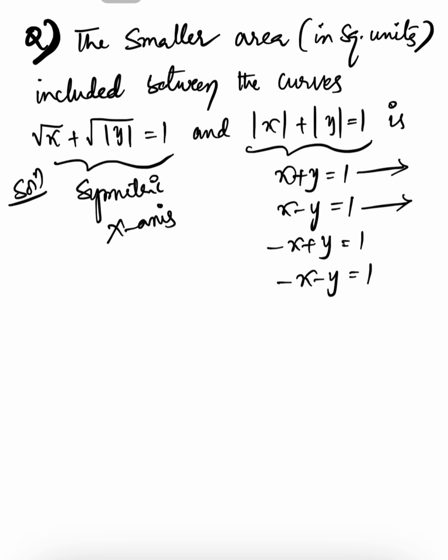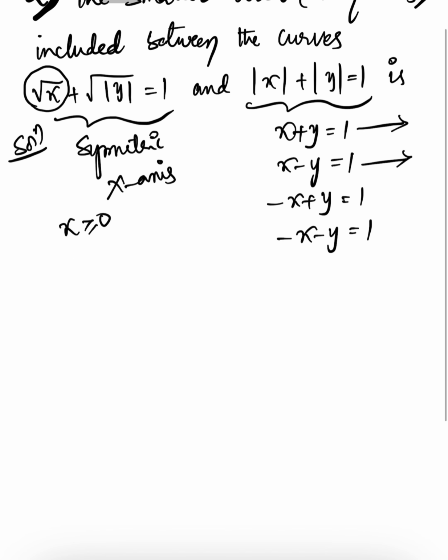Because if you observe the curve root x plus root of mod y equal to 1, clearly x is positive based on this root x. Clearly x should be greater than or equal to 0, but y can be whatever it may be because it is modulus of y. So it is symmetric about the x-axis, which means this first curve lies in the first quadrant as well as the fourth quadrant. So I chose these two equations. x plus y equal to 1 lies in the first quadrant, and x minus y equal to 1 lies in the fourth quadrant.